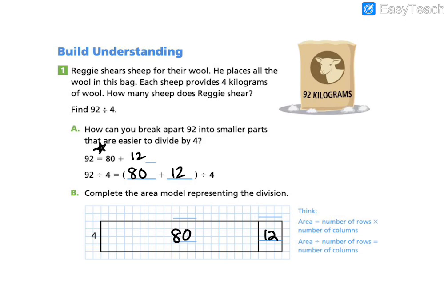Now we need to think what 4 times what will equal 80, or what is 80 divided by 4? I know 8 divided by 4 is 2, so 8 tens divided by 4 will be equal to 20. And 12 divided by 4 is 3.